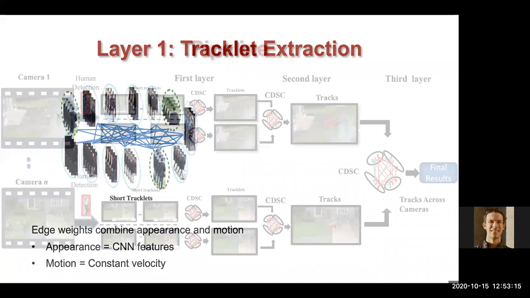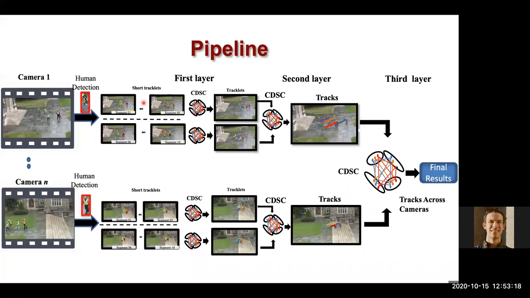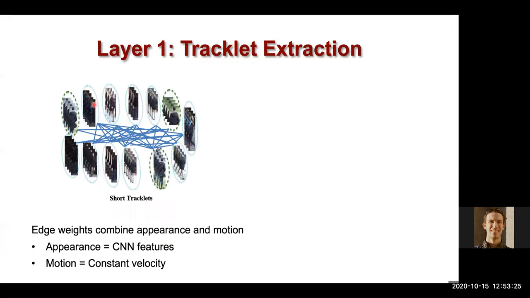So remember, we first extract short tracklets by measuring the amount of overlap between consecutive bounding boxes in consecutive frames. Then we build a graph where the nodes are the short tracklets. The edge weights try to combine both appearance and motion. In particular, as far as appearance is concerned, we use standard CNN features, while for motion, we just measure the constant velocity. So now we have a graph, and we extract dominant sets. So this is one dominant set, which gives rise to one tracklet.